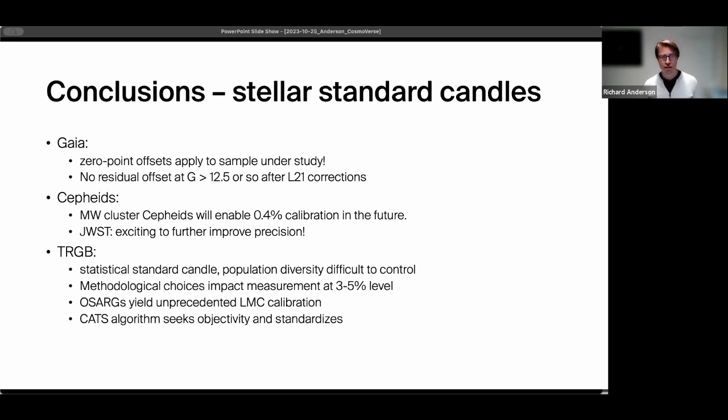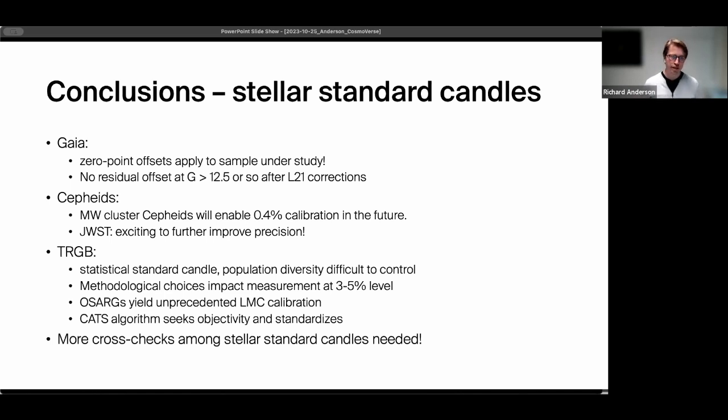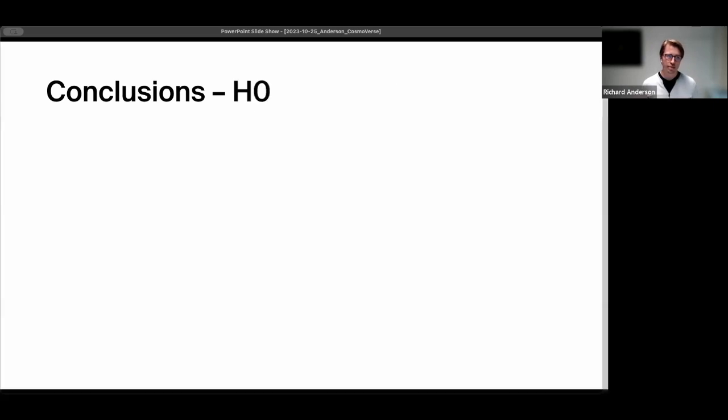Now, usefully, this CATS algorithm really seeks the objectivity and standardizes for the tip contrast relation. And so I think this is the way to go when you're using weighted Sobel filters. But all that said, I think what we also really want is more cross-checks among stellar standard candles, because this, in the end, will help us improve these methods and eventually get to the most accurate Hubble constant.